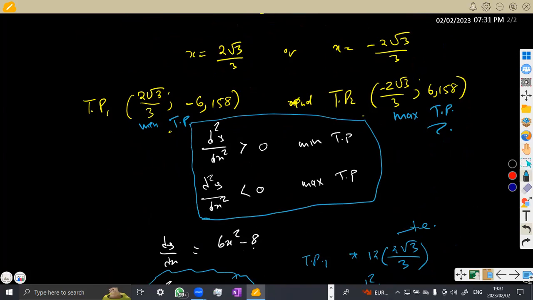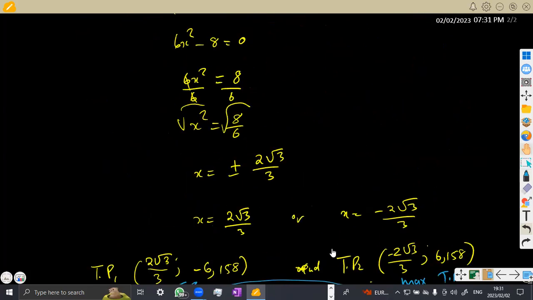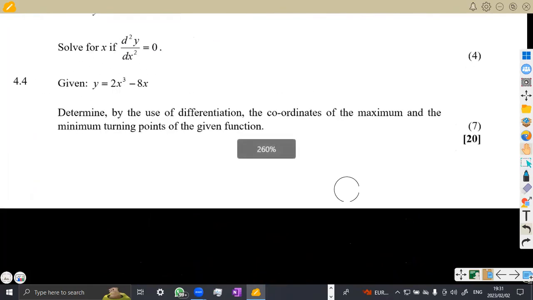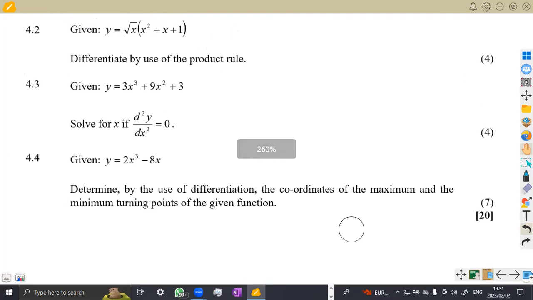Okay, so that was actually question 4.4 from the derivatives of this question paper. As you can see, guys, that was a total of 20 marks on everything on differentiation. So you need to revise as many questions as you can as you are preparing yourselves for the exams.